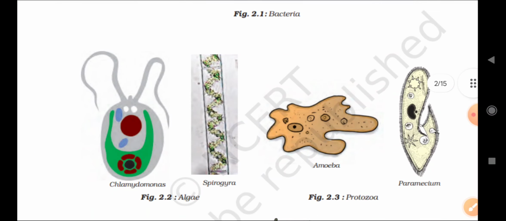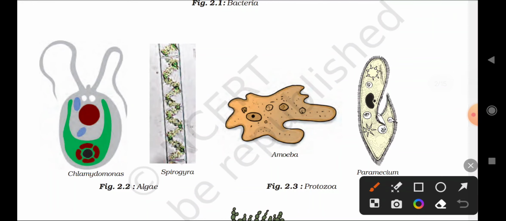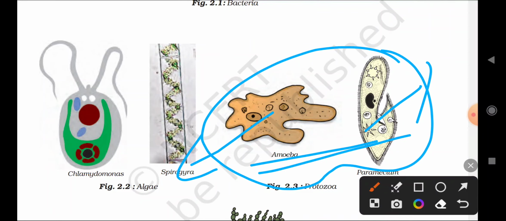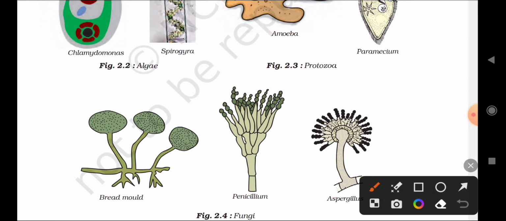The next picture shows a group of algae. This is Chlamydomonas and this is Spirogyra. These are also magnified images and are not seen with our naked eyes. Next, protozoa. You already know these two organisms, studied in the 6th and 7th classes. This is Amoeba and this is Paramecium. These are unicellular organisms called protozoa.